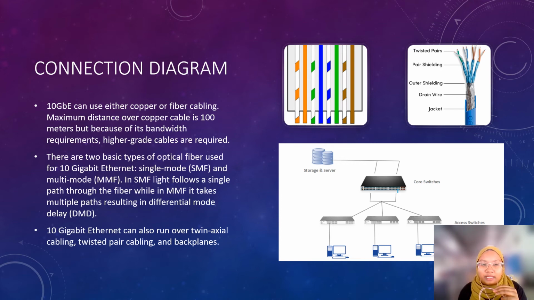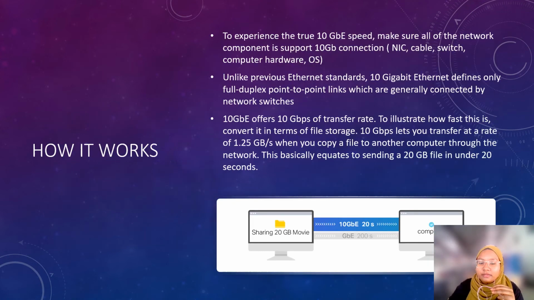10 GbE can use either copper or fiber cabling. Maximum distance of a copper cable is about 100 meters, but because of its bandwidth requirements, the higher grade cables are required. There are two basic types of optical fiber used for 10 gigabit Ethernet. First is single mode SMF and also multi-mode MMF. In SMF, light follows a single path through the fiber, while in MMF it takes multiple paths, resulting in differential mode delay (DMD). 10 gigabit Ethernet can also run over twinaxial cabling or twisted pair cabling and also backplanes.